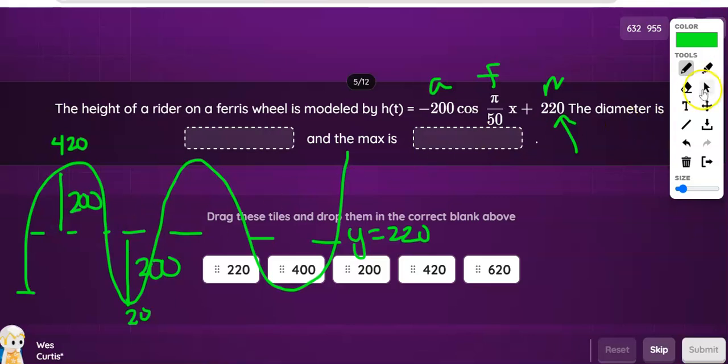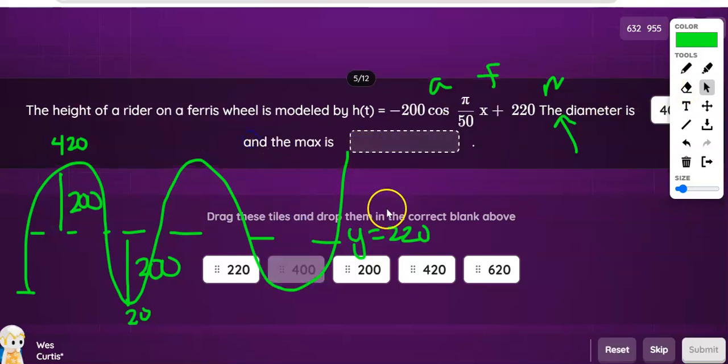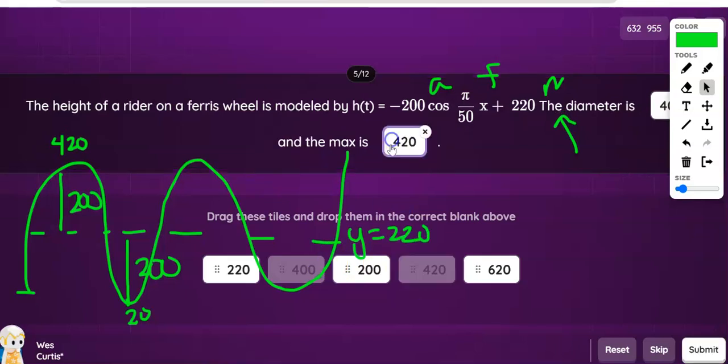So again, the diameter would be 2 amplitudes, 200 and 200. You know diameter is the whole way across the circle. So 400 there. The max is 420. Probably could have added in the min and even the midline. But just 2 questions there.